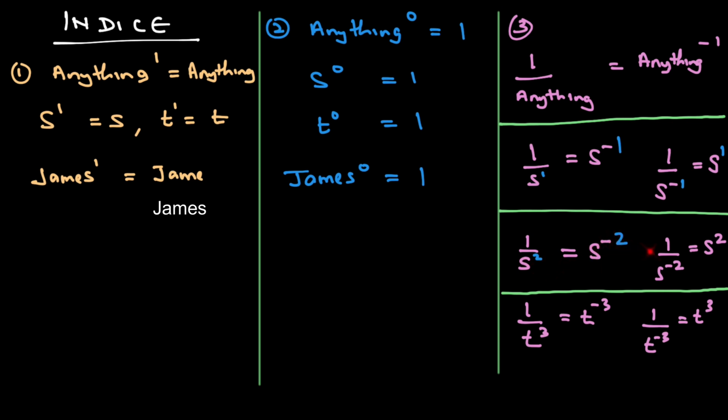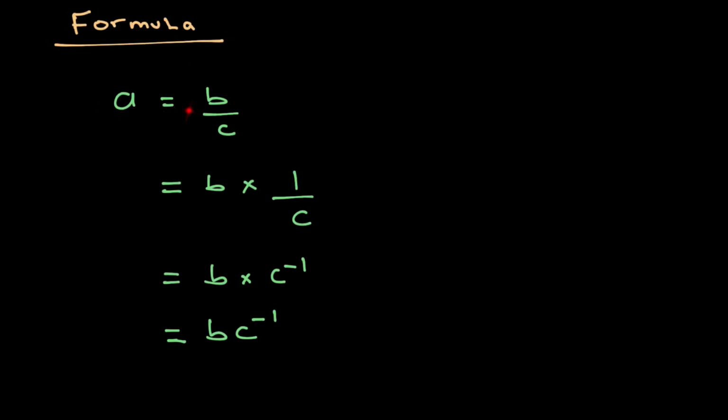You can see, and also we can swap that. 1 over x to power minus 2 is x squared. 1 over t cubed is t to power minus 3. 1 over t to power minus 3 is t cubed. Another thing to remember is formula. A equals b over c can be written as b times 1 over c, which equals b times c to power minus 1, and therefore bc to power minus 1. So we should be able to transform that equation to bc to power minus 1.